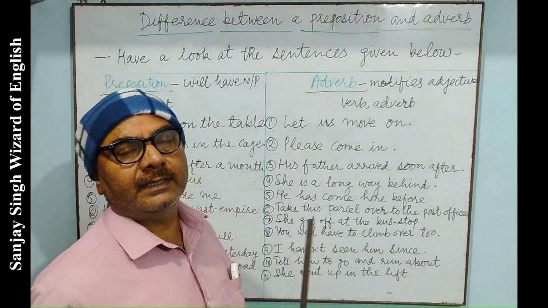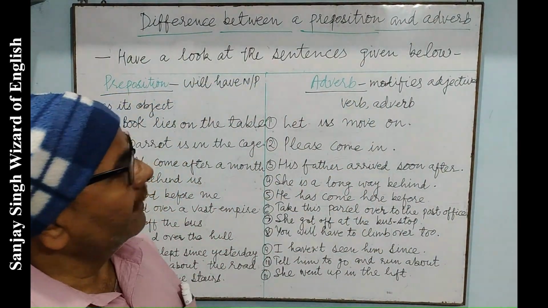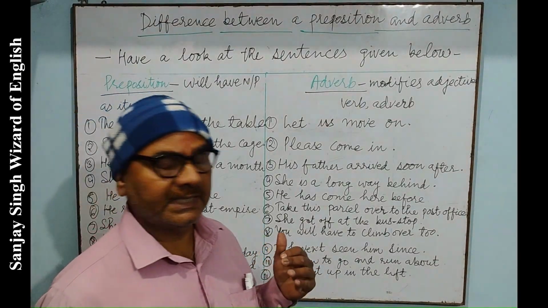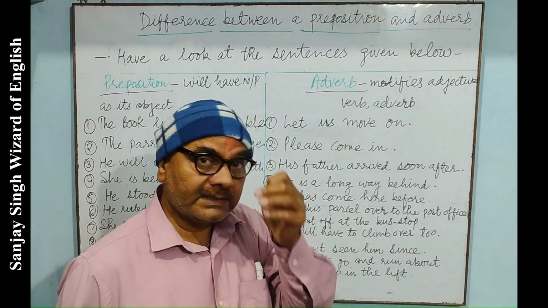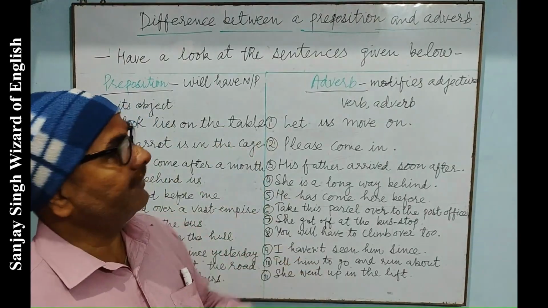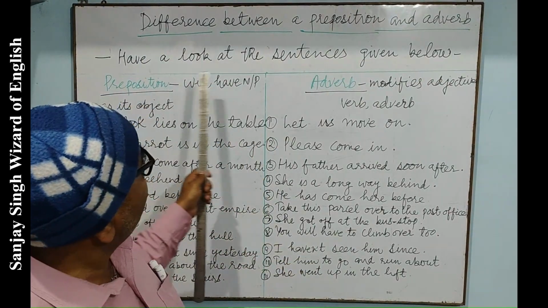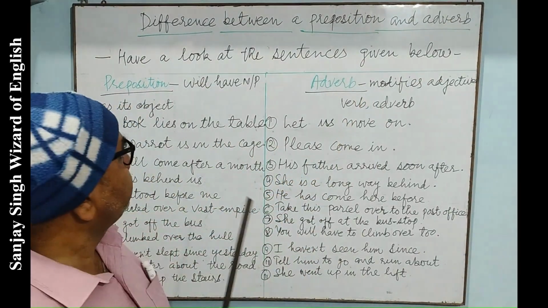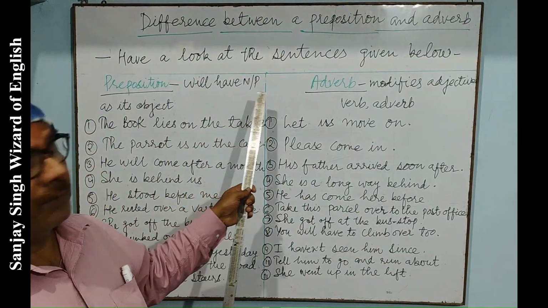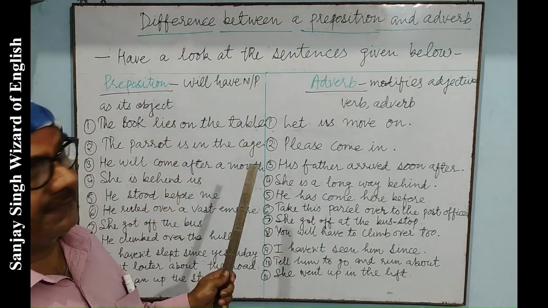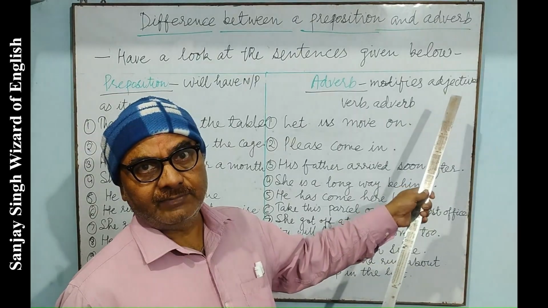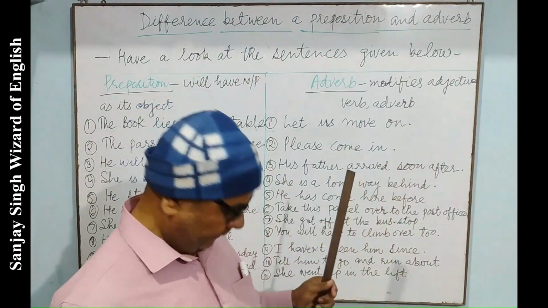Now we will see the difference between a preposition and adverb. There are some words which are sometimes used as preposition, sometimes they are used as adverb. So how to differentiate between them? Have a look at the sentences given below. Now preposition will always have a noun or pronoun as its object, and adverb always modifies a verb, adverb or adjective.